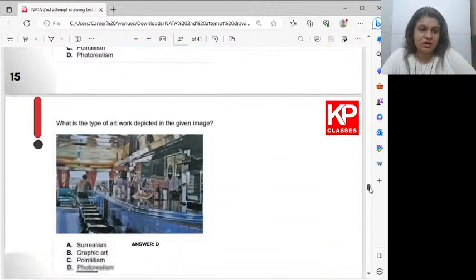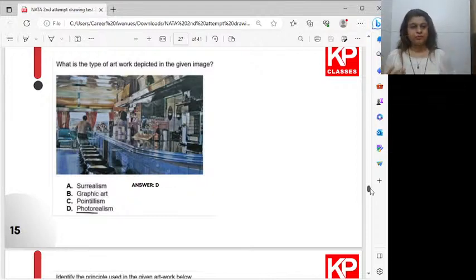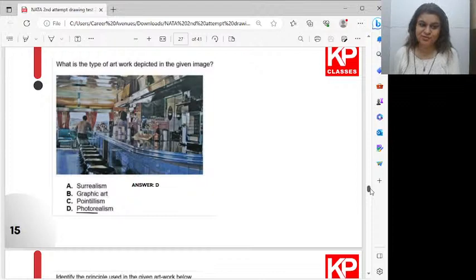Next, we got artwork over here. Again, a very, very common question that we see in NATA examination. So, you will be shown certain images, certain artworks, and you will be asked to identify what sort of artwork it is. So, over here, you can see this image, and this is definitely not surrealism or graphic art or pointillism, but yes, this is photorealism. It's looking realistic.